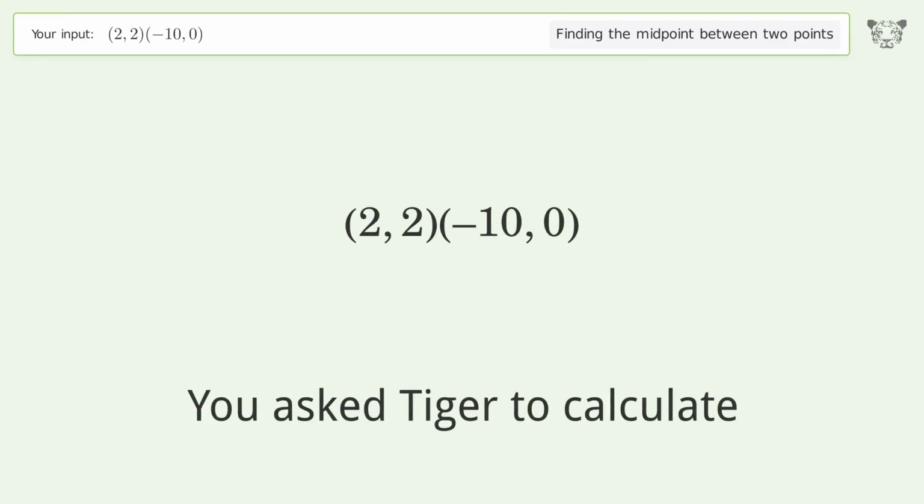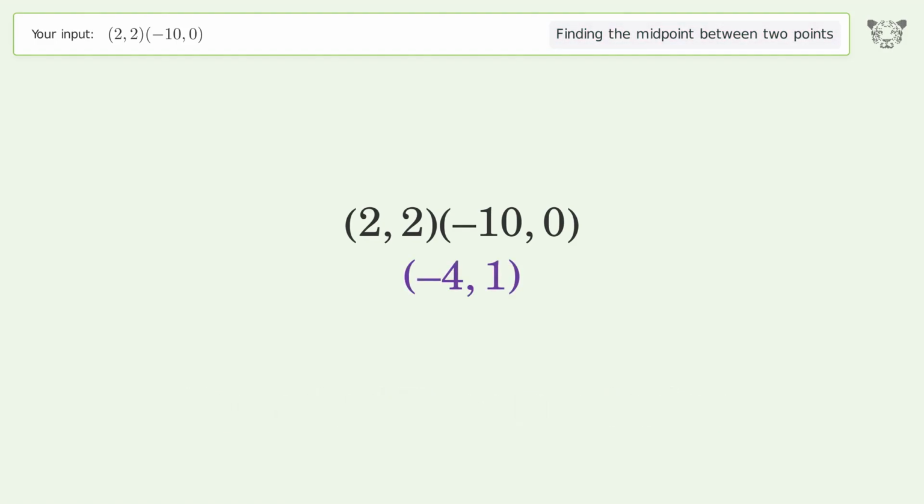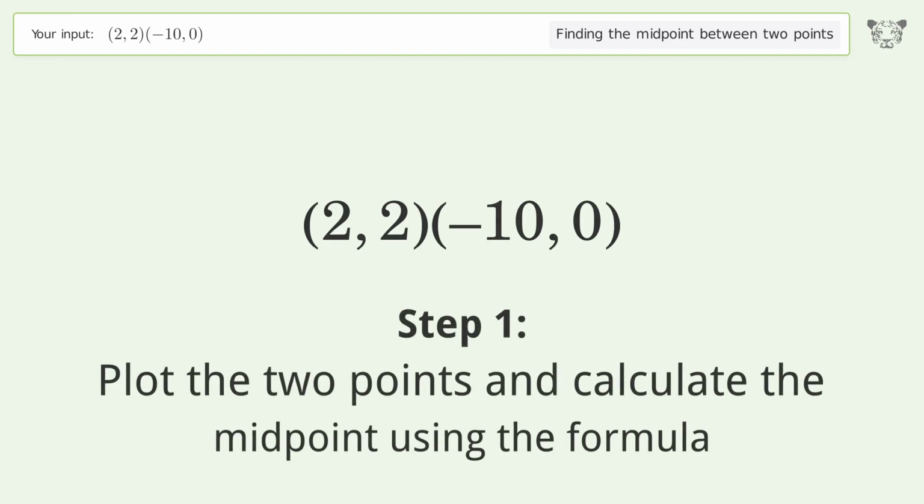You ask Tiger to calculate. This deals with finding the midpoint between 2 points. The midpoint between the 2 points is -4, 1. Let's solve it step by step. Plot the 2 points and calculate the midpoint using the formula.